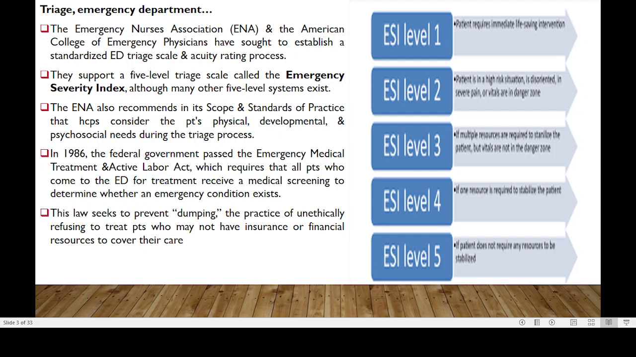And this law is very important because it seeks to prevent the dumping practice, which is the practice of unethically refusing to treat patients who may not have insurance or financial resources that can cover their care. So this triaging scale, we have the Emergency Severity Index level 1. This one, the patient requires immediate life-saving intervention. Then we have Emergency Severity Index level 2, level 3, level 4, then level 5.